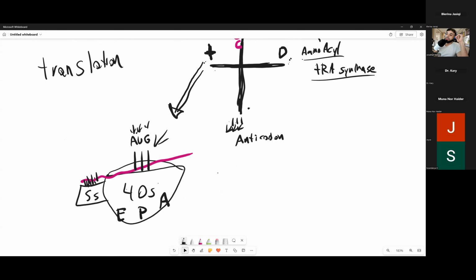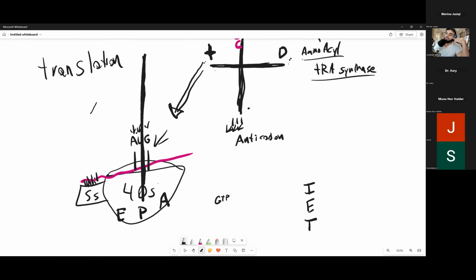And when that is able to actually enter this area, every step is regulated by something called factors. This is the process of initiation. There are 3 processes that go on with translation: initiation, elongation, and termination. Since this is initiation, we have factors that control every step. So after this binds, GTP is going to react with the initiation factor. That allows it now to have the next step.